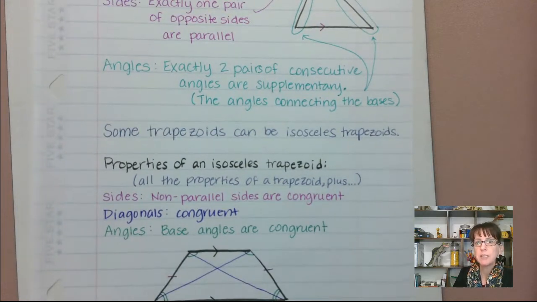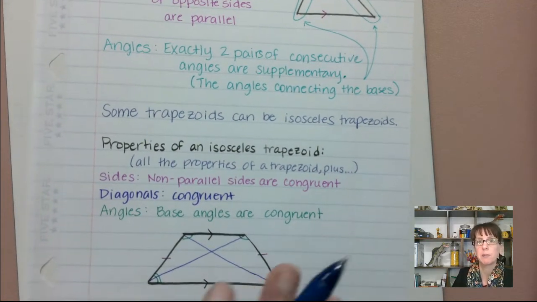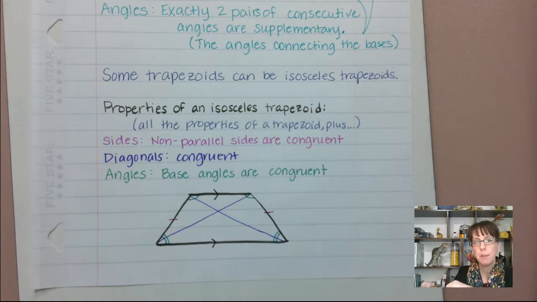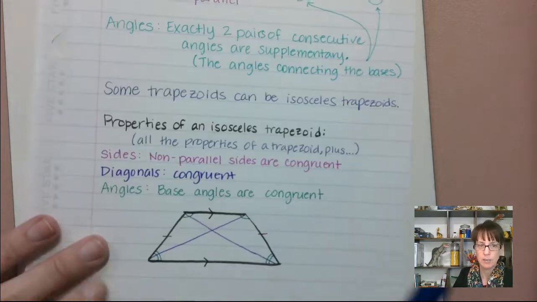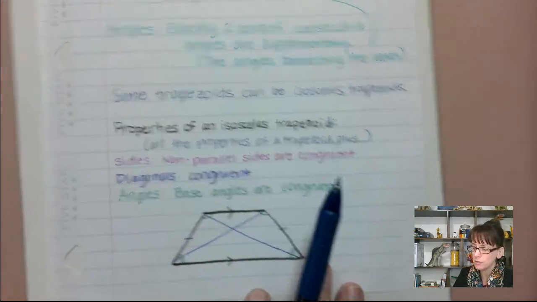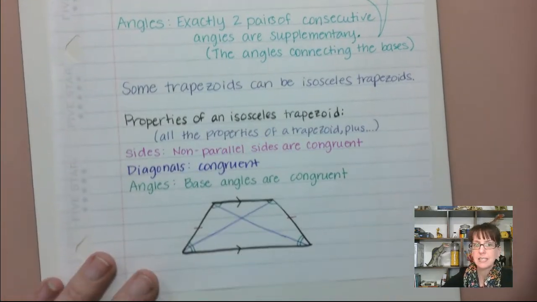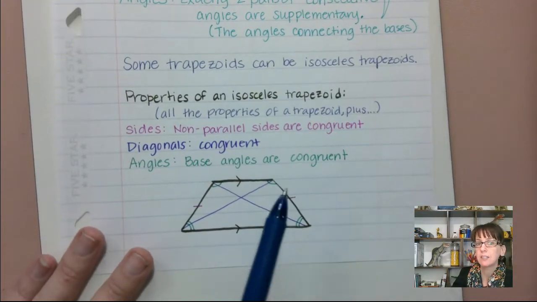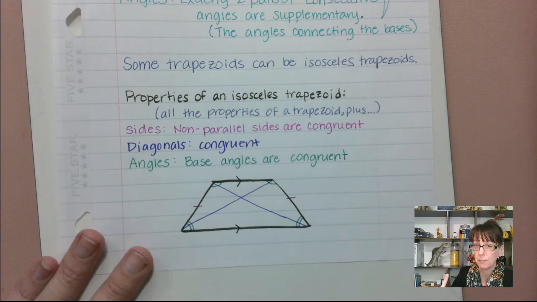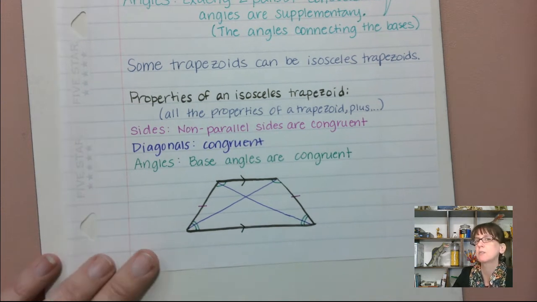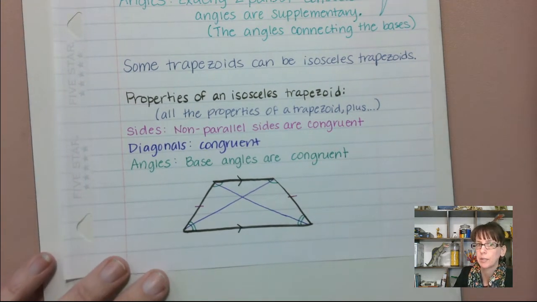So some trapezoids can be isosceles trapezoids, and I want to focus on that today. So the properties of an isosceles trapezoid: it's all the same properties of a trapezoid, meaning that the sides and the angles properties apply, but also the non-parallel sides are congruent. So you'll see that these two sides are congruent. That's the biggest thing that you can usually use to identify an isosceles trapezoid.